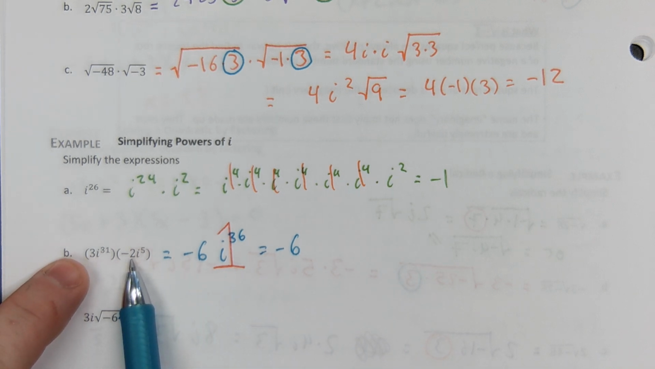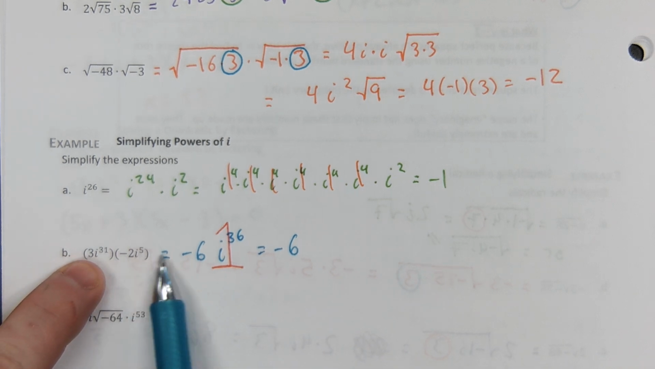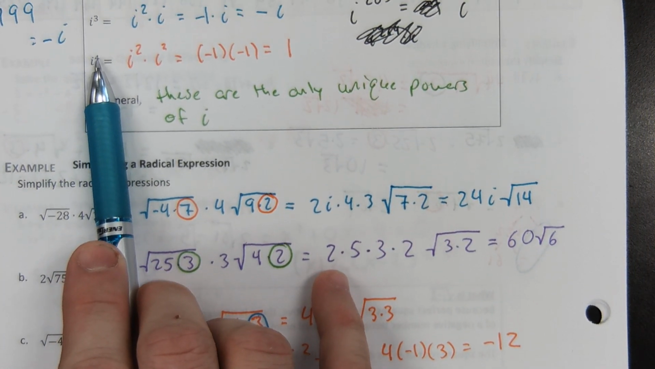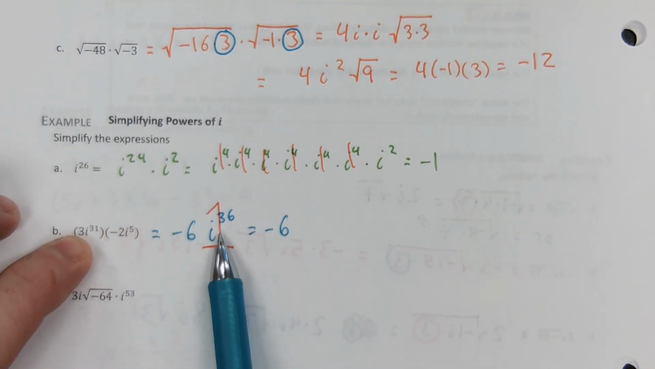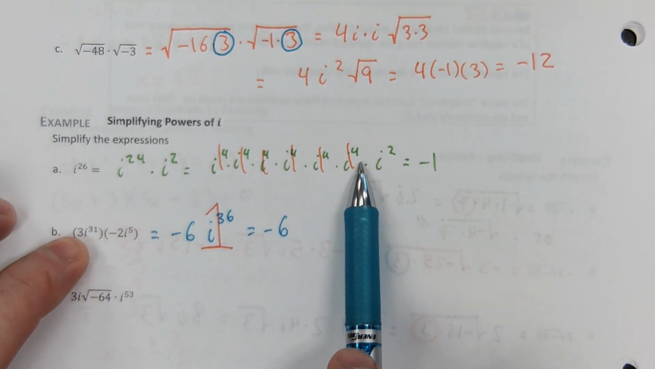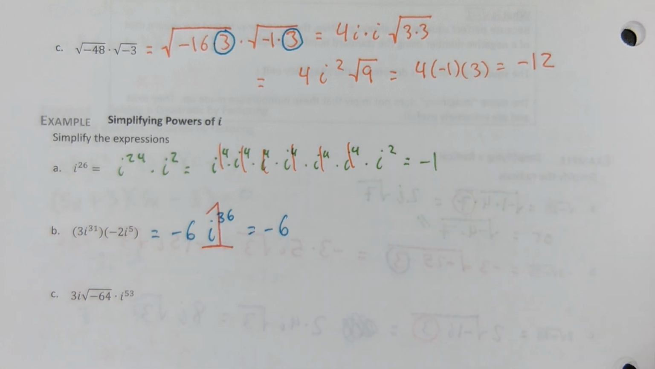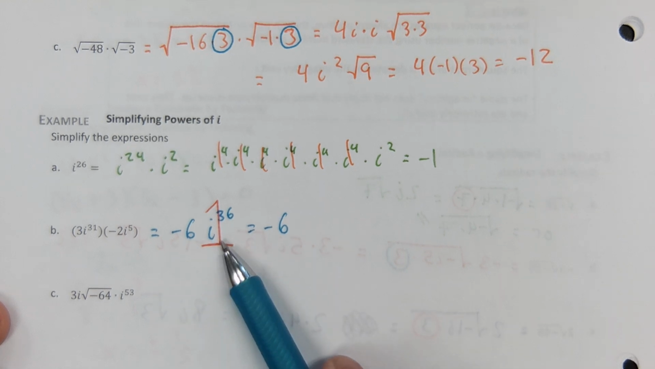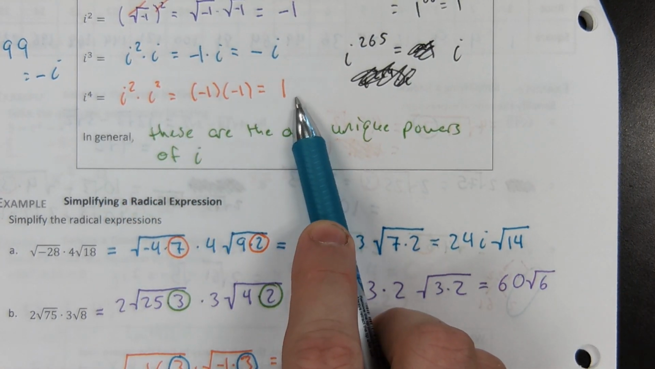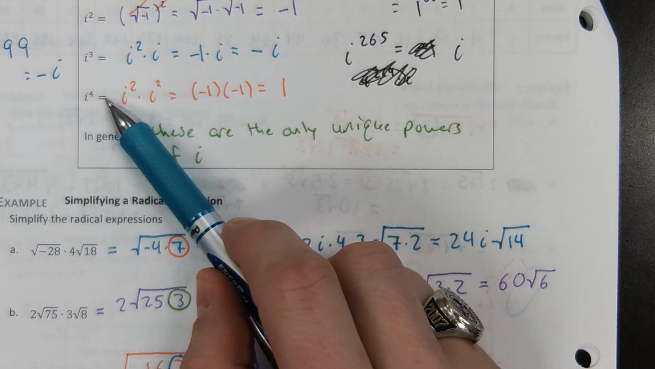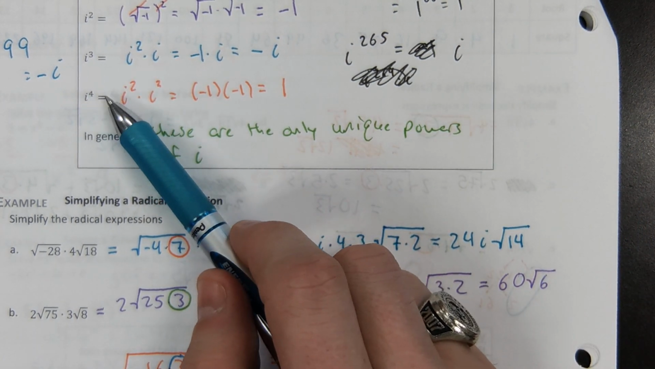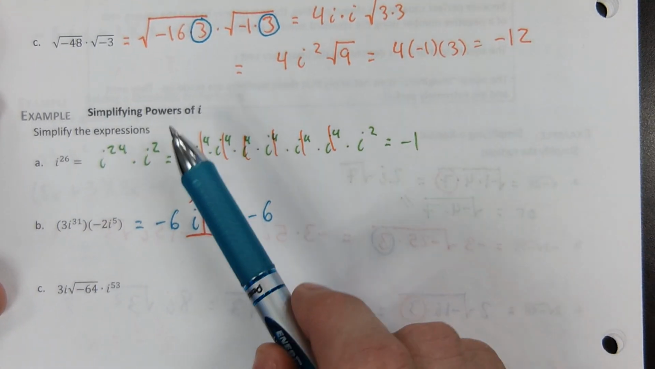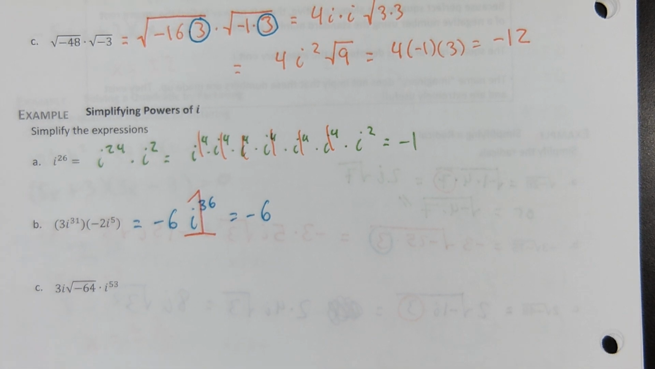3 times negative 2 is negative 6. i to the 31st times i to the 5th is i to the 36th. 36 is a multiple of 4. It's 9 times 4. So this says i to the 4th written out 9 different times. I'm clearly not going to do that. But I know that every time the power of i is a multiple of 4, it equals 1. So this is i to the 4, 8, 12, 16, 20, 24, 28, 32, 36, 40, 44, and so on. Every time the power is a multiple of 4, i to that power equals 1.